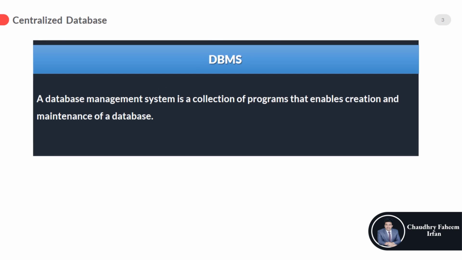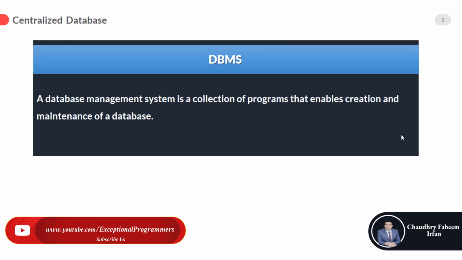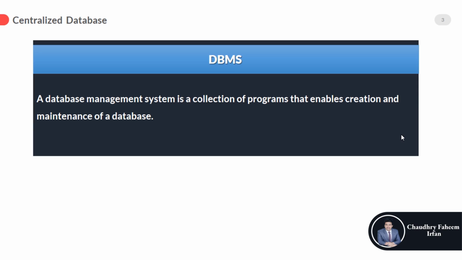So, second definition: a database management system is a collection of programs that enables creation and maintenance of a database. By using a DBMS, we can create a database and maintain it according to our requirements. This chapter gives an overview of database and database management system. A database is an ordered collection of related data. A DBMS is a software or package to work upon a database.